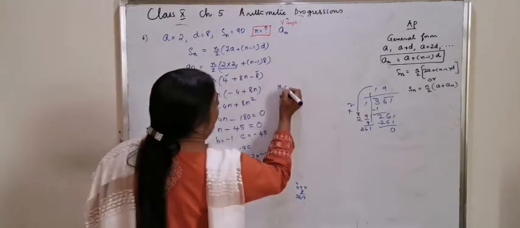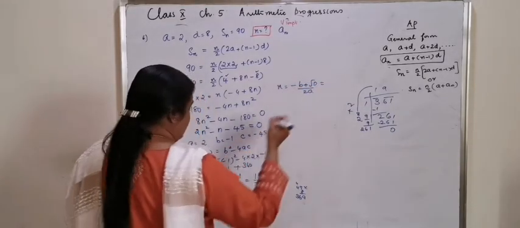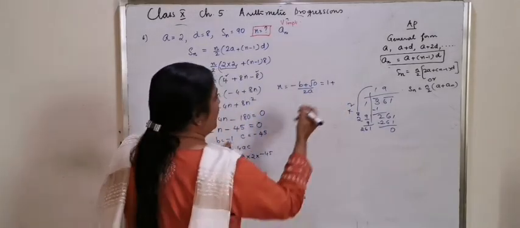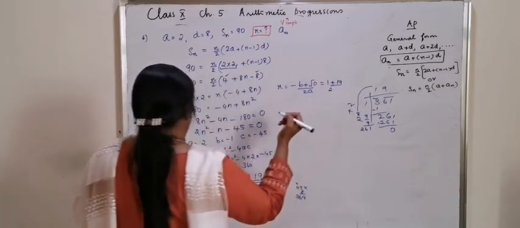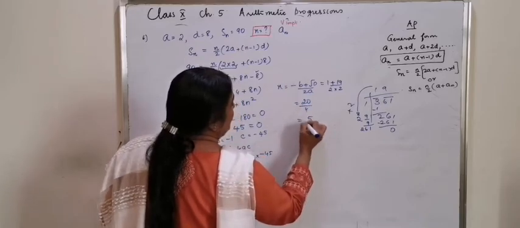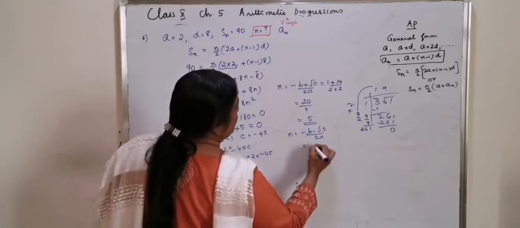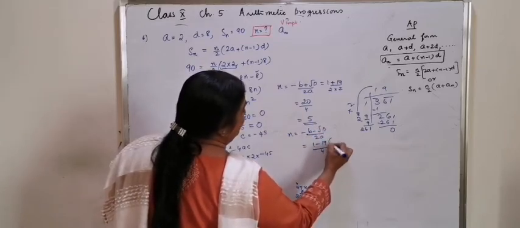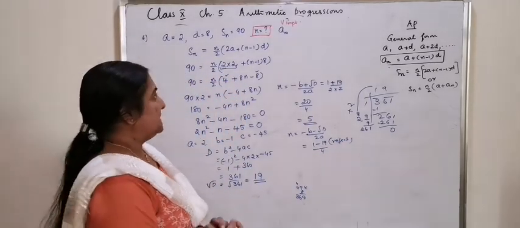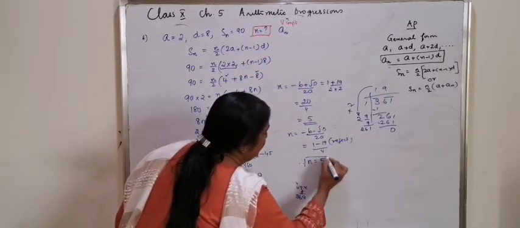That means the first value of n is minus b plus root d by 2a, and your b is negative 1. So minus b is 1 plus 19 by 2 into 2. That is 20 by 4, which is equal to 5. The second value is minus b minus root d by 2a, which is equal to 1 minus 19 by 4. Reject, because you know the value of n cannot be negative. That is, n is equal to 5. Therefore, the number of terms is 5.